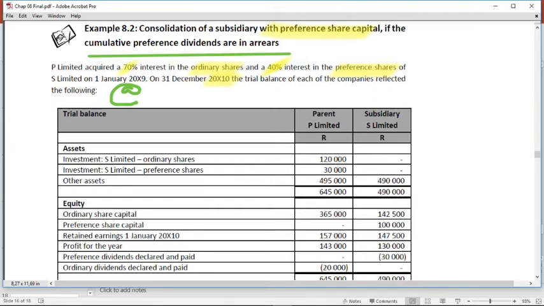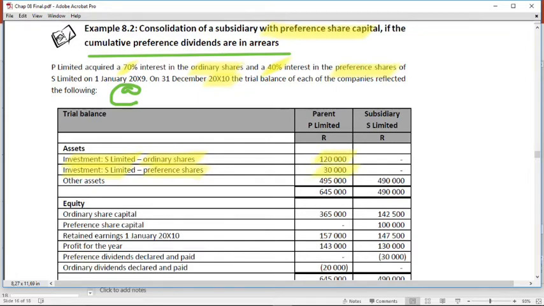Please remember the comment I've made while looking at 8.1. This period since acquisition date to the current reporting period can really be a number of years. The principles you apply remain exactly the same. All right, and in the separate trial balances of the parent and the subsidiary, we see that the parent has an investment in the subsidiary for both the ordinary and the preference shares of 120,000 and 30,000 Rand each.